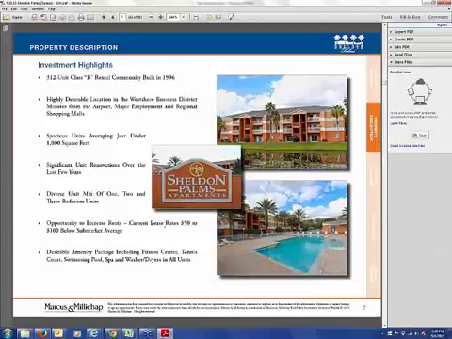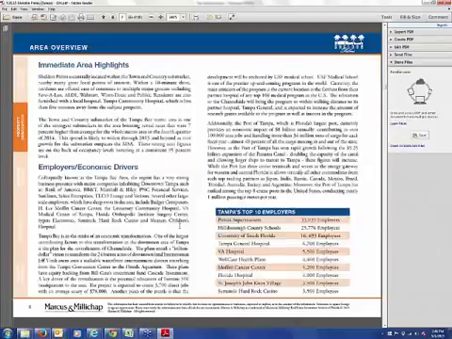Opportunity to increase rents between $50 and $100. Okay, that's fine, but that's wishful thinking. If that were so easy, why aren't you doing it?